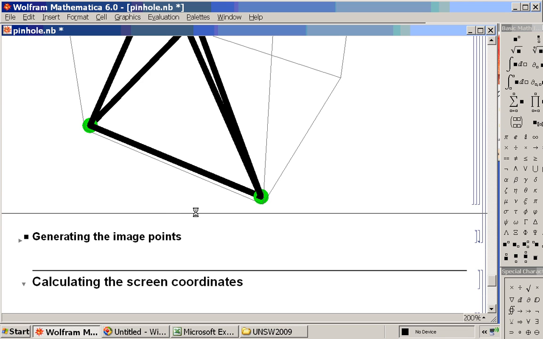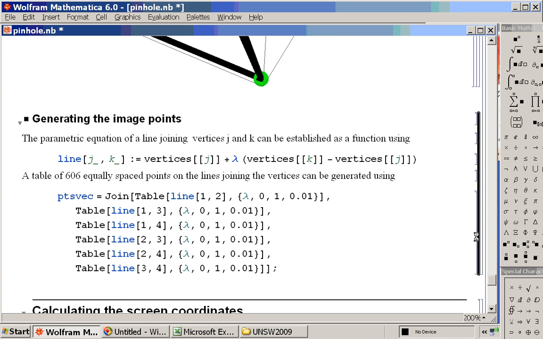Okay, now we're back again. So we're going to, as I say, construct this image or something like it from the theory that we've done before. So we need to generate some image points.